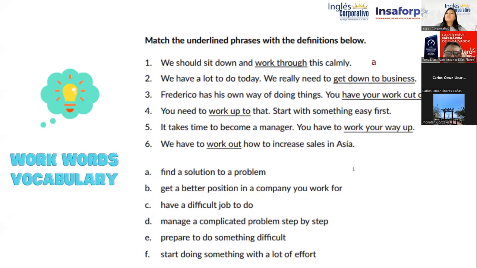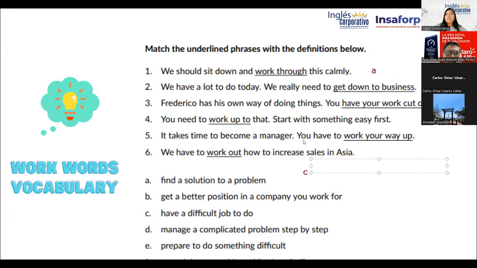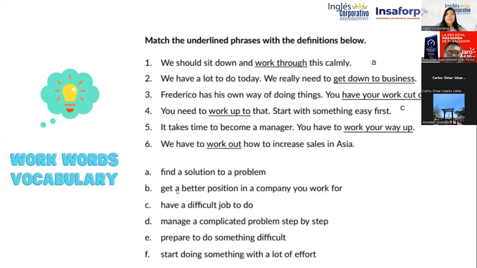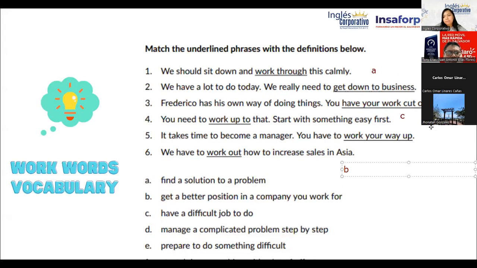You need to work up to that. Work up to something, that means que tiene que trabajar hasta conseguir. Letter C. Okay. Now, what about number five? It takes time to become a manager. You have to work your way up. Letter B. That means letter B, and it is? Get a better position in the company you work for. Very good. That is exactly letter B, correct.